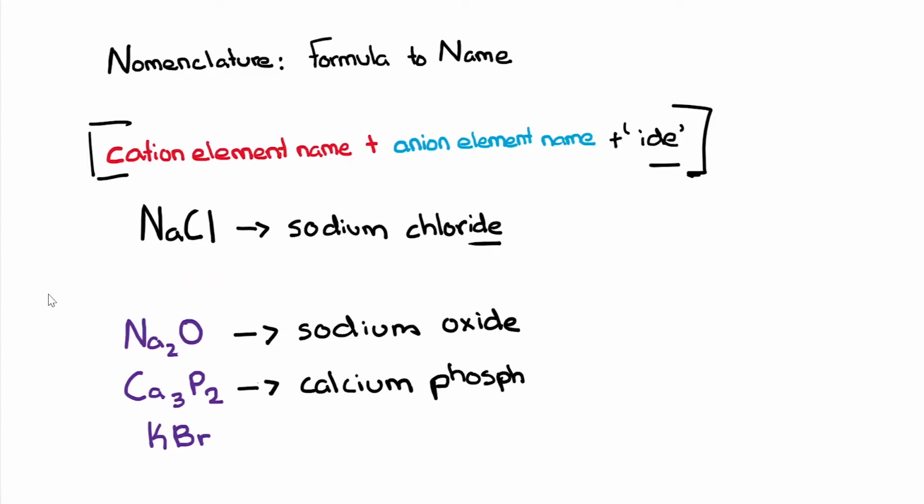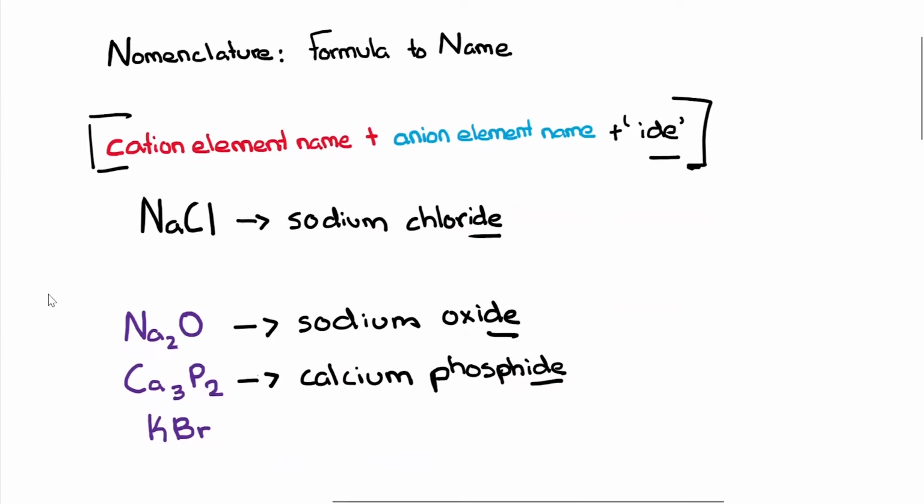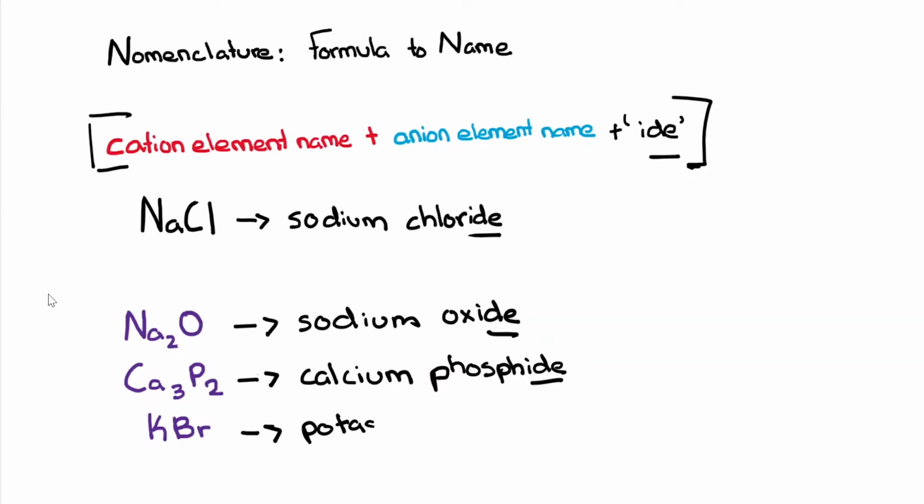And then you have the IDE ending, right? So oxide, phosphide. Awesome. Finally, we have KBr. We're going to turn that into the K stands for potassium, so it's going to write potassium out in its entirety. And then you have Br, which is going to stand for bromide. Sorry, the Br is going to stand for bromine. You add the IDE ending, so it's going to be bromide.